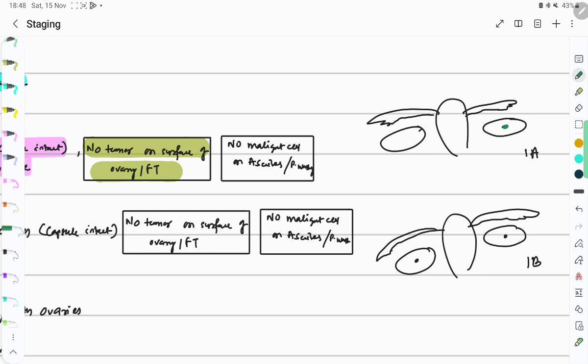So see, there is a tumor here. This is the uterus, fallopian tube and both ovaries. Now the tumor is there. The tumor is 1A, that is, only one ovary is involved. The tumor is not on the surface and there is no malignant cell in ascites or peritoneal washings.